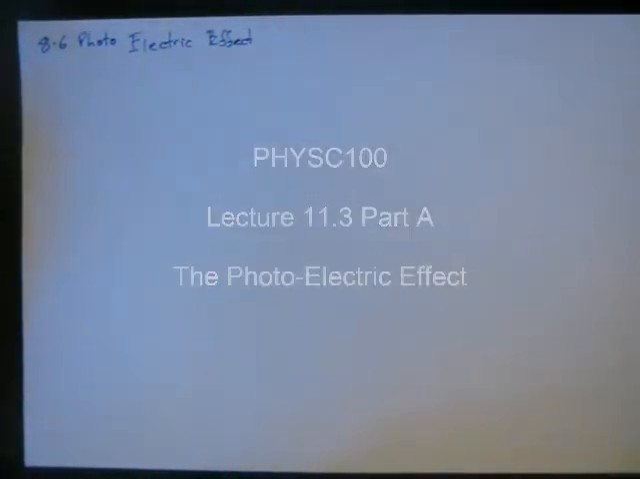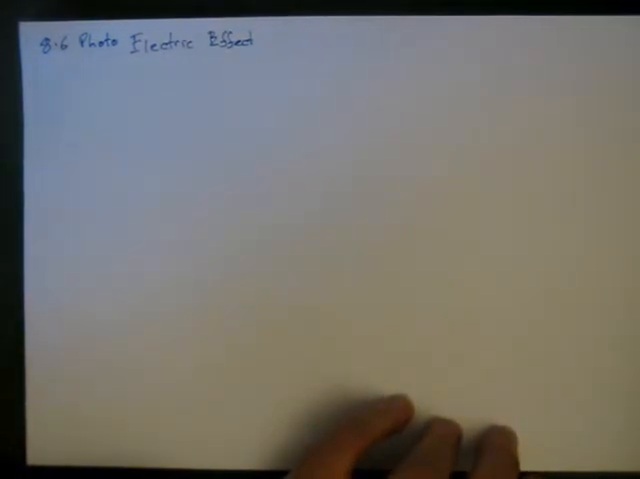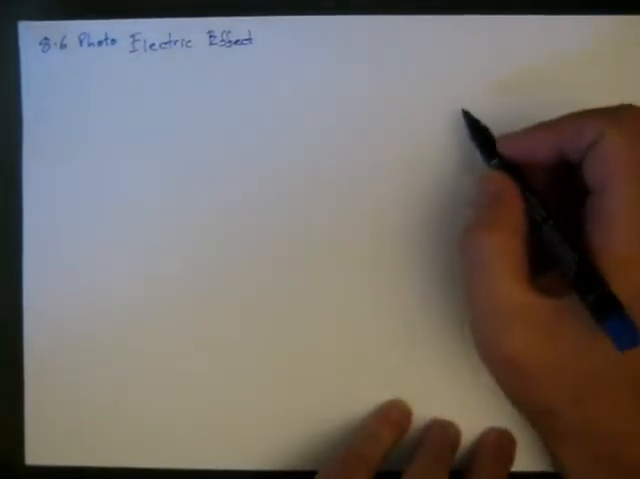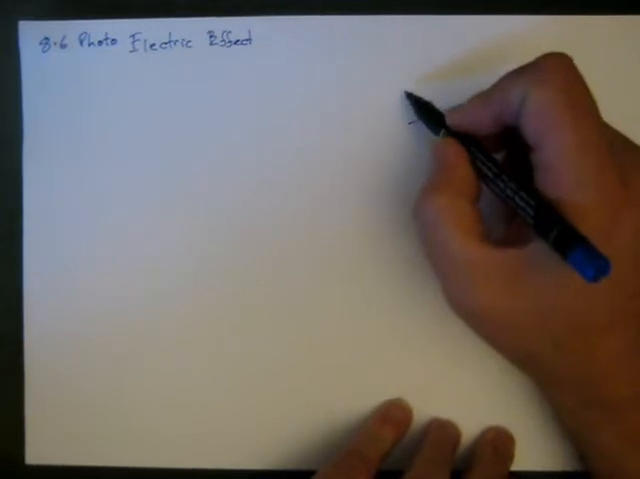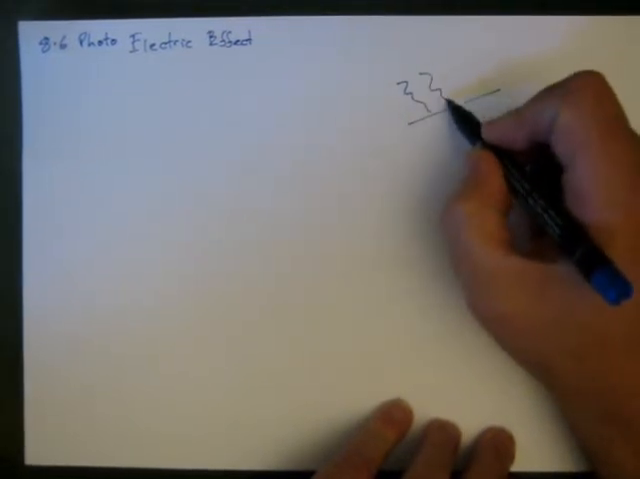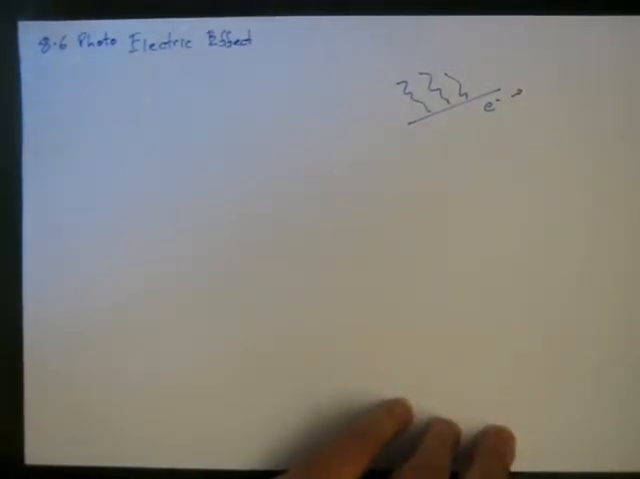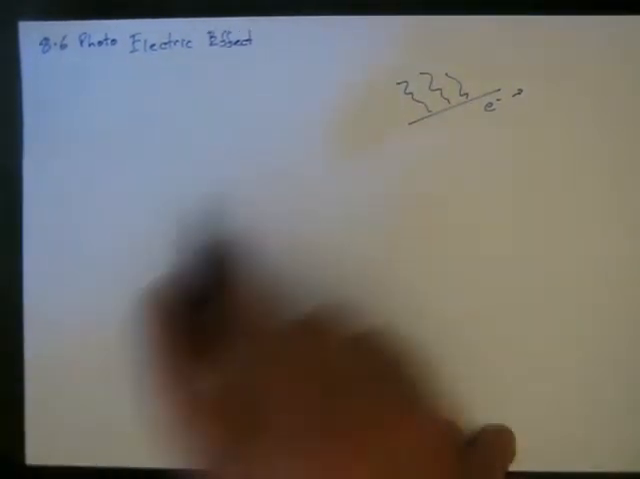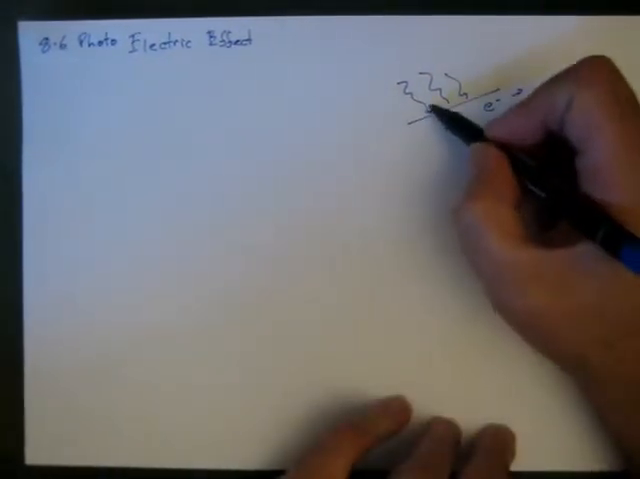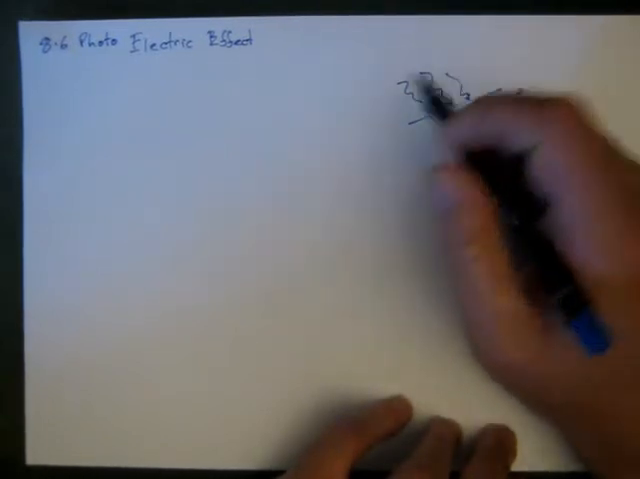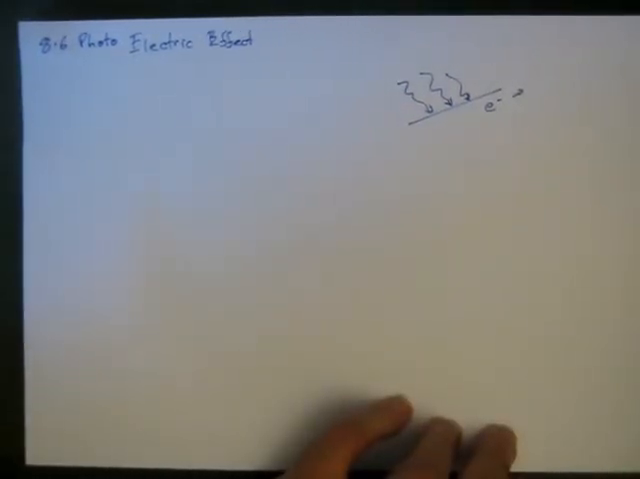Okay, so let's talk about the photoelectric effect. Back in the 1800s, they discovered that if you have a piece of metal and you shone light on it, you'd knock electrons off and get electrons flowing around the place. Basically this is the same principle we use nowadays to generate electricity with photoelectric cells or silicon cells. So they discovered this in the 1800s.